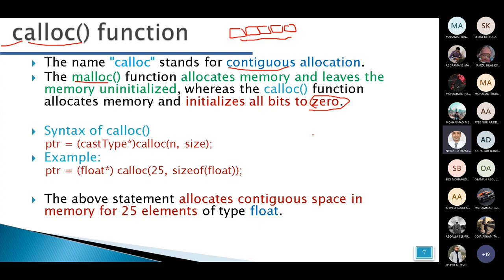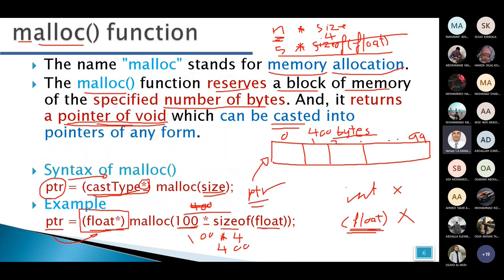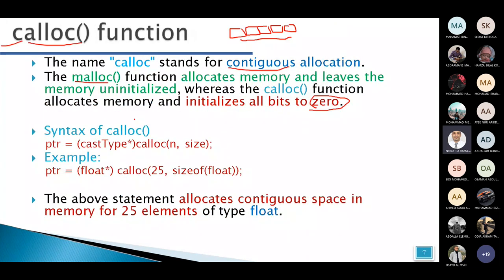Another difference: calloc cares about the number of elements and the element size. With malloc, you give only the size, it doesn't care what elements you have. But calloc takes 2 parameters. First parameter, the number of elements. Second parameter, the size of each element. Then the cast type and pointer, same as malloc.